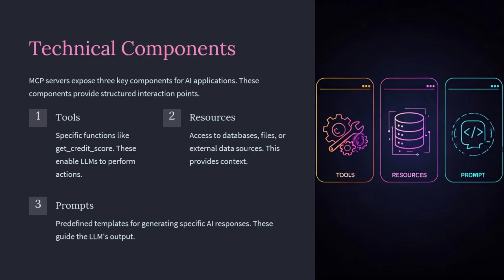talk about them. Next are resources, which give LLMs access to databases, files, or external data, like live inventory or weather forecasts. This is the memory and context that supercharges AI responses. Finally, prompts are predefined templates that shape how the LLM generates its output, ensuring useful, structured responses every time.